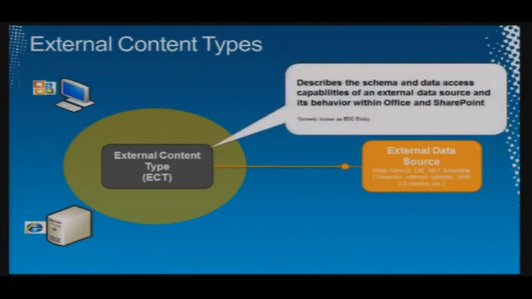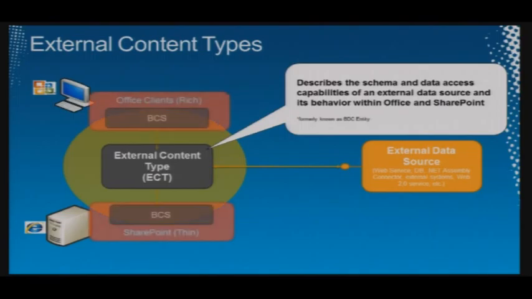So, the way BCS works is we have this idea of an external data source. We define what's called an external content type. That external content type effectively specifies the structure, the metadata, for that external data source. And there are a bunch of out-of-the-box adapters that we can use, the web services, databases, and so forth. And then you also have the option of writing your own BCS connector. And in our case, we have written our own BCS connector for CRM.